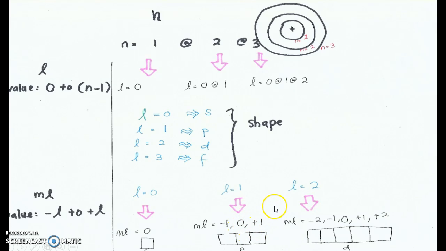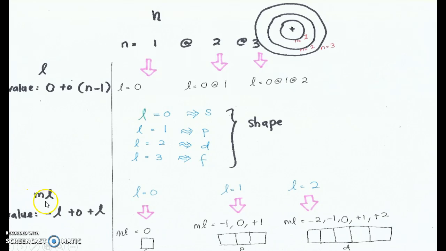Okay, next we look at the example l equal to 2. If l equal to 2, ml must be negative 2 until positive 2. So negative 2, after negative 2 you find negative 1, after negative 1 is 0, after that positive 1, and lastly positive 2. Meaning that all these values lie from negative l to positive l.